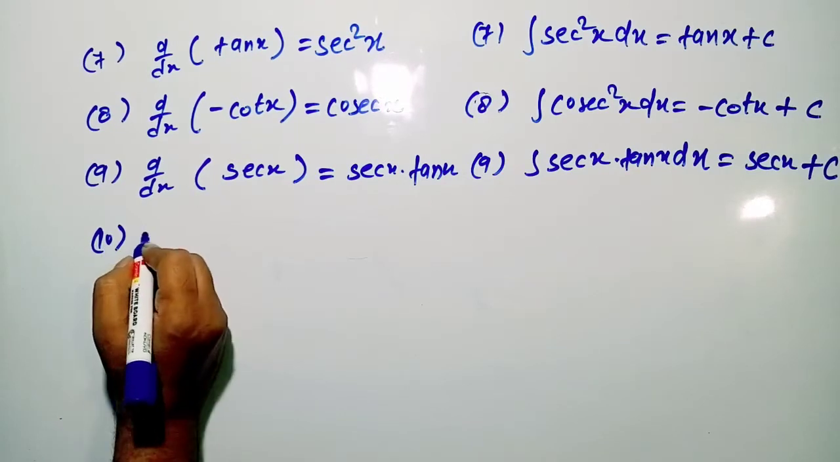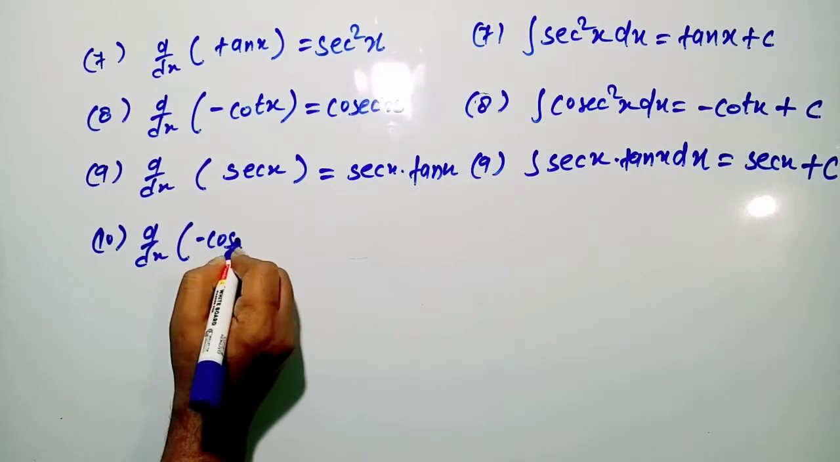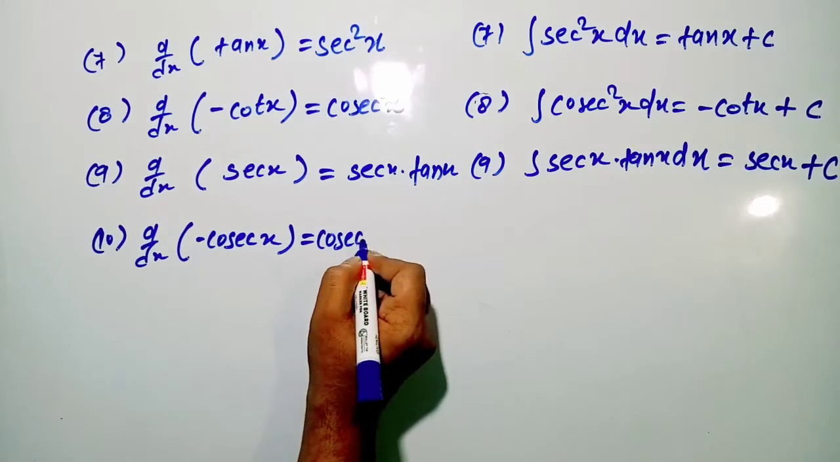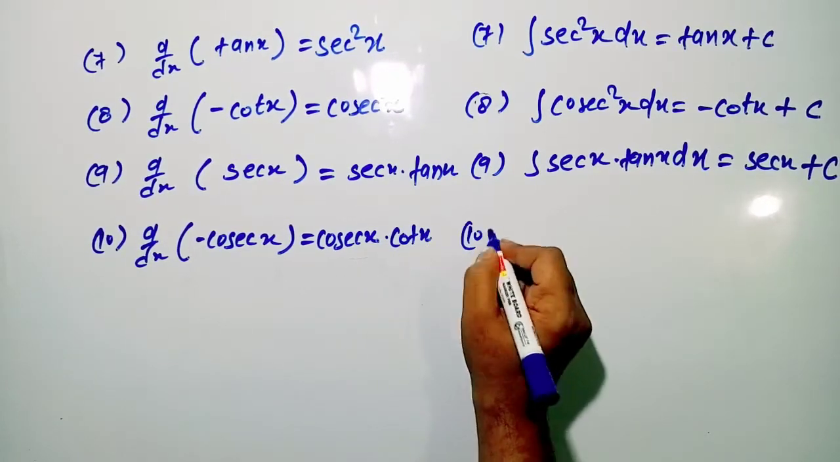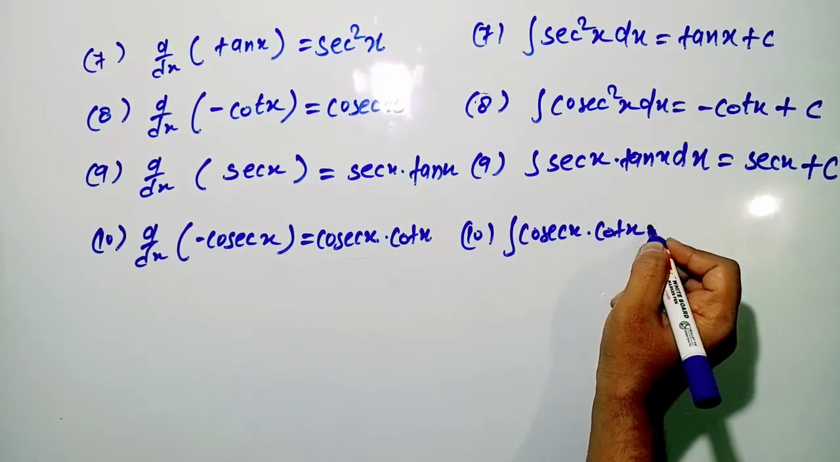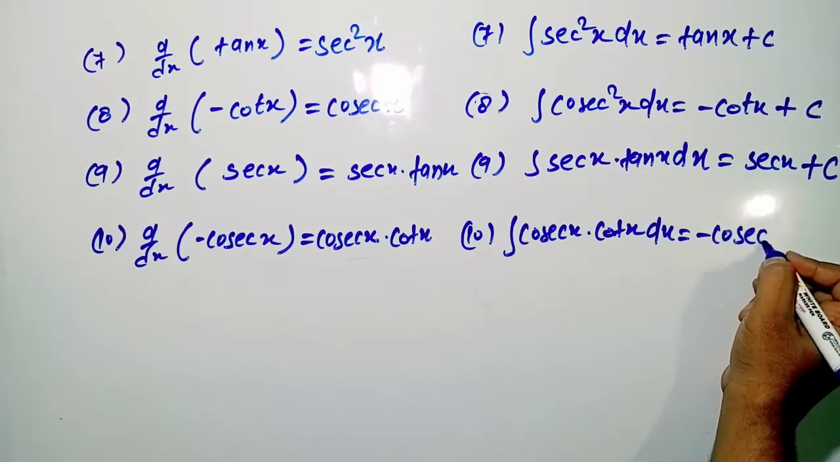Number 10, differentiation of cosec x is equal to minus cosec x into cot x, and integration of cosec x into cot x will be minus cosec x plus c.